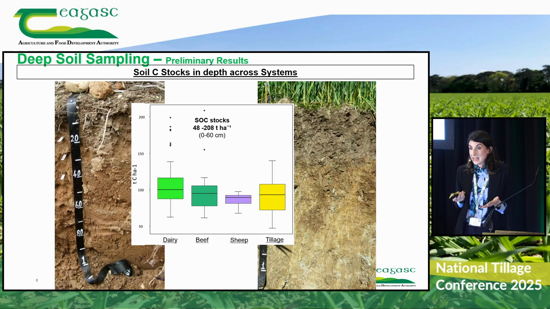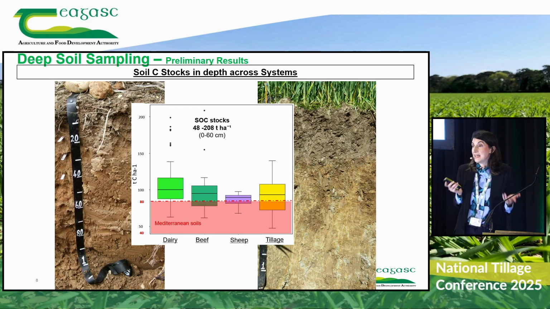It's quite high, especially if we compare ourselves with other European countries, in particular with the Mediterranean soils that are ranging between 40 and 80 tons of carbon per hectare. So you can see the difference is quite high.